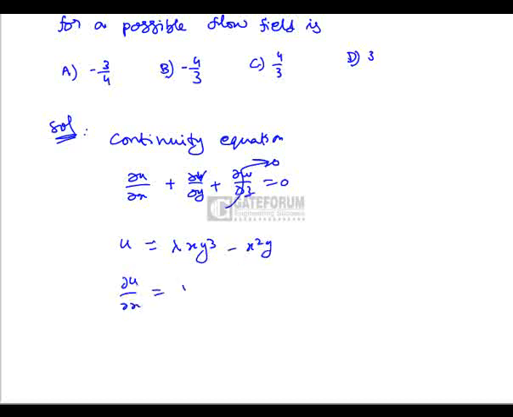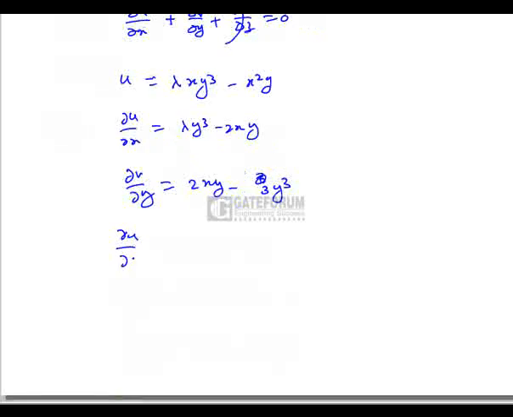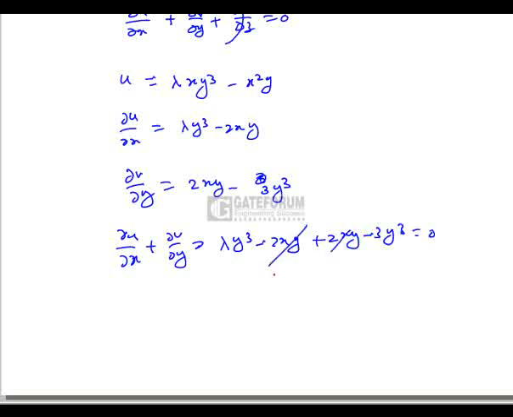where dou u by dou x is equal to lambda y cube minus 2xy. And coming to the velocity in the y direction, dou v by dou y is equal to 2xy minus 3y cube, and dou u by dou x plus dou v by dou y is equal to lambda y cube minus 2xy plus 2xy minus 3y cube is equal to 0. Here 2xy gets cancelled, and lambda is equal to 3.